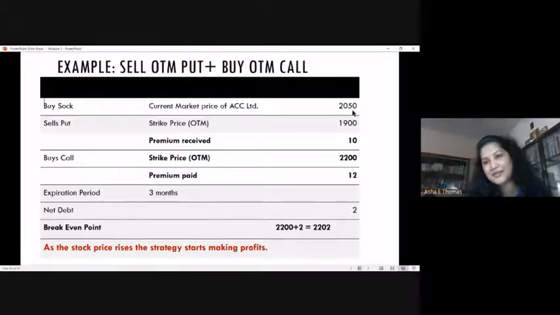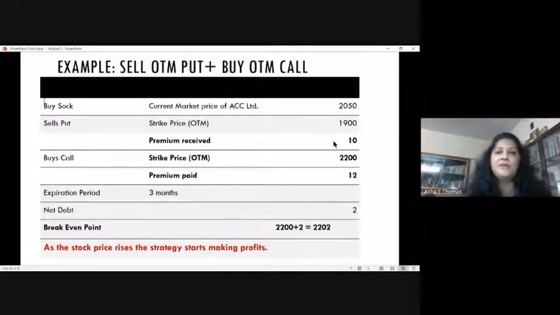Now you have to remember, he sells the put at a strike price which is out of the money. See, the market price is 2050, but he is selling at 1900, which means it is out of the money, because he expects that there can be some risk that is going to happen. And when he sells, he receives a premium of 10 rupees. Now he buys a call, at an OTM, out of the money.